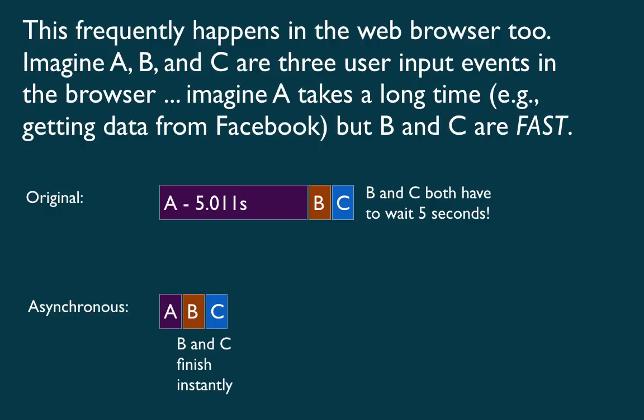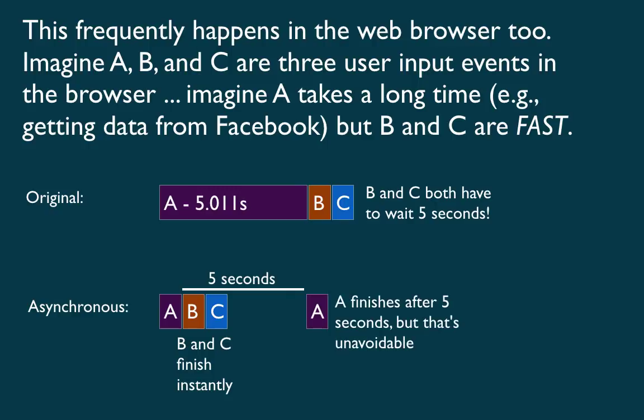And now B and C finished instantaneously, and then 5 seconds later, A finishes, right? But that's unavoidable because getting data from Facebook, let's say, takes 5 seconds. So there's no way to shave that time at all. So A still takes the original 5 seconds, but now the difference is that B and C get a chance to finish right away so that your browser doesn't lock up waiting for A because there's only one thread. So again, the asynchronous lets you split up the work of A into these 2 phases that are 5 seconds apart. But in the meantime, you can let other tasks run, such as the fast running B and C tasks.